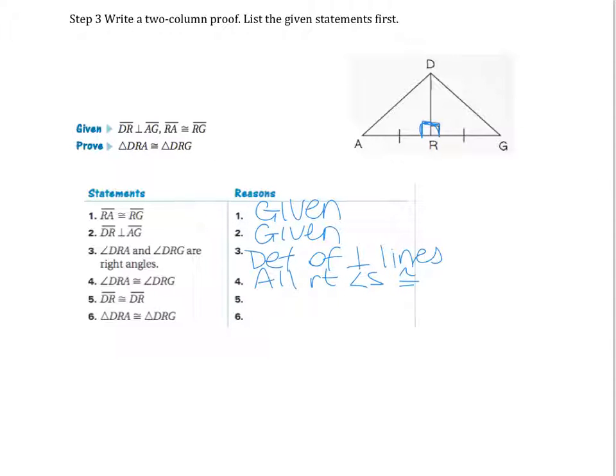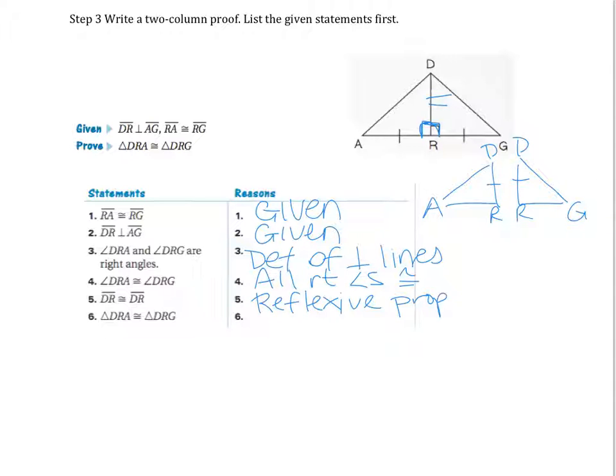DR congruent to DR. Something is congruent to itself. Reflexive property. And we're going to mark that up here. And what do we have again? If you look, and maybe you need to see this as two separate triangles, which we did in the previous section, DR congruent to itself, RA, RG, and the right angles congruent. So we have side, angle, side.